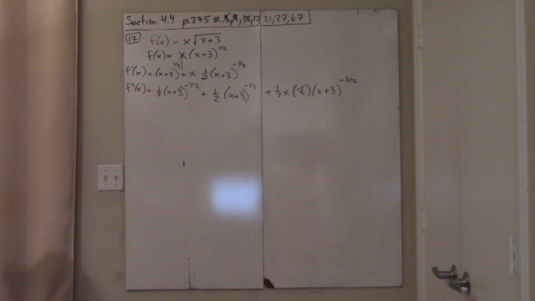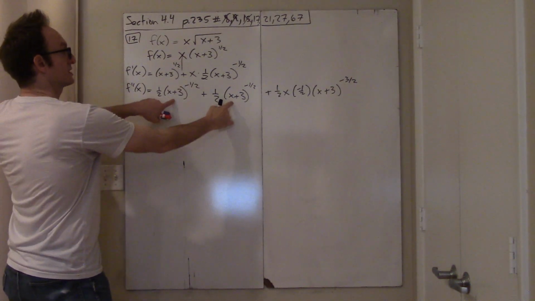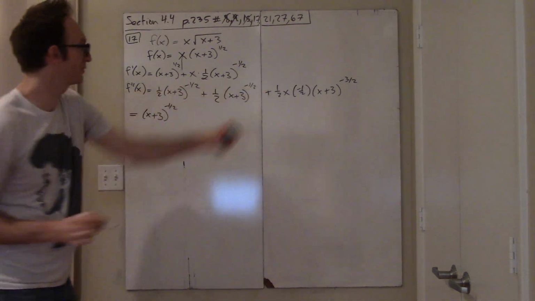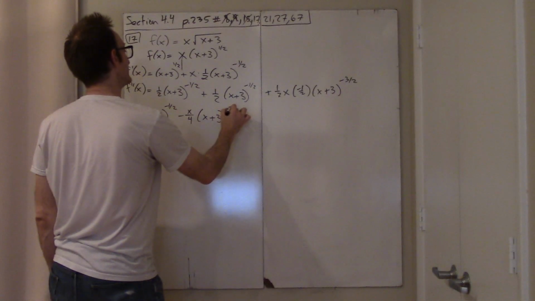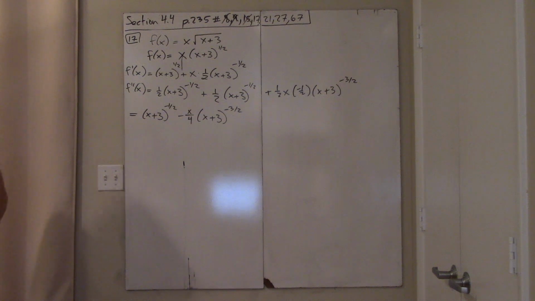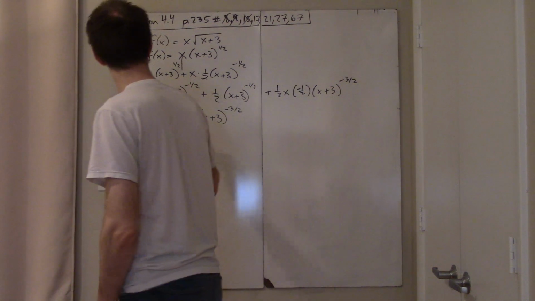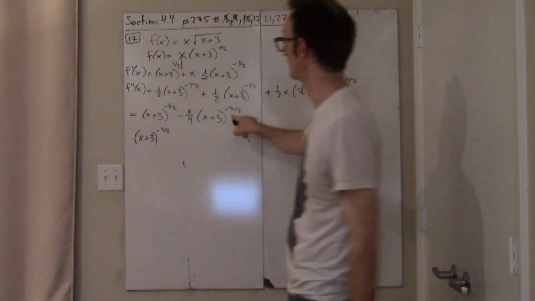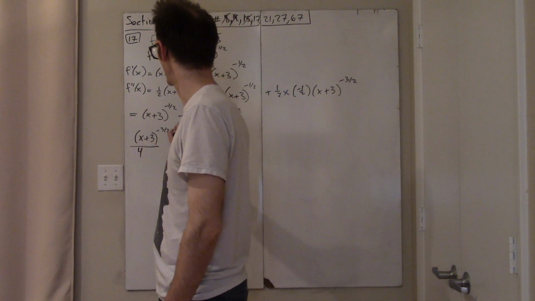Okay. So now I have this big bunch of stuff. Can we simplify this? I feel like we can. So these two just add up to be x plus 3 to the negative 1/2. And over here, we have negative x over 4 times x plus 3 to the negative 3/2. And this is just hard. So we should try our best to simplify this. And the way to simplify it is to factor out x plus 3 to the negative 3/2, because that's the lowest power. And I'm also going to take out a 4 because I want fractions out of my life.